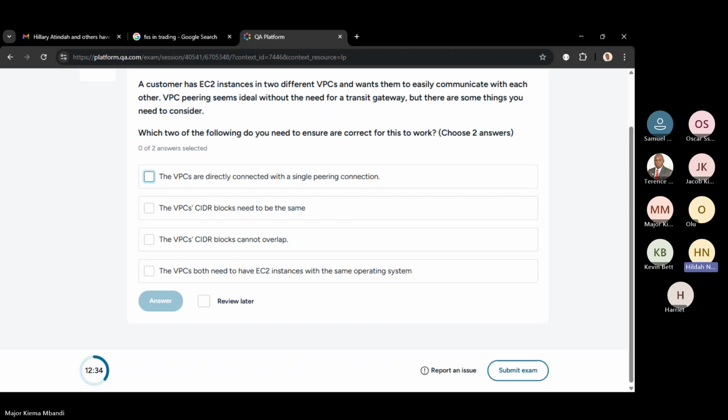A customer has EC2 instances in 2 different VPCs and wants them to easily communicate with each other. VPC peering seems ideal without the need for a transit gateway, but there are some things you need to consider. Which of the following do you need to ensure are correct for this to work? Choose 2. A. The VPCs are directly connected with a single peering connection. B. The VPC CIDR blocks need to be the same. C. The VPC CIDR blocks cannot overlap. D. The VPCs both need to have EC2 instances with the same OS.